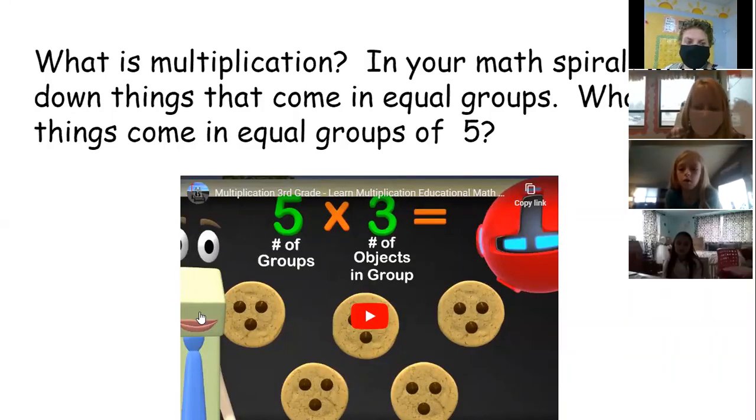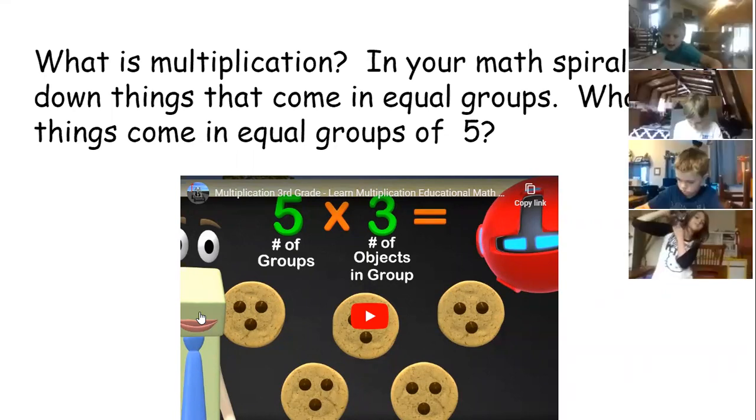Okay, so Sunny said, kids at home, that multiplication is like groups of 5 or 3. So I'm going to add a word into that: equal groups, right? You have to have equal groups in order to multiply. So I want you to write down some things that come in equal groups in your math spiral.